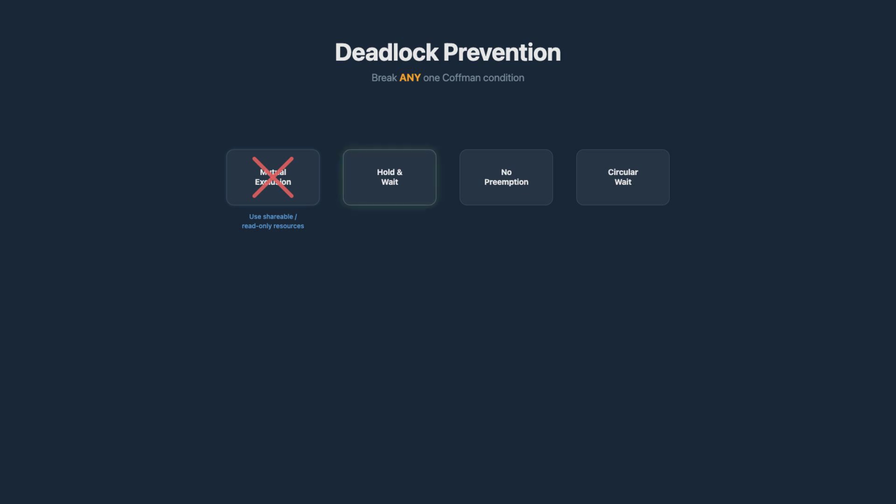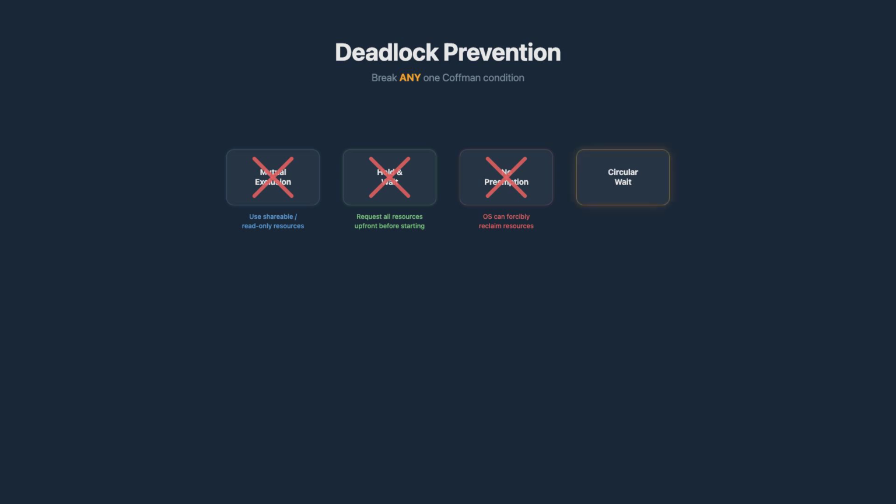To break hold and wait, require each process to request all resources it needs before it starts executing. If any resource is unavailable, the process waits without holding anything. The downside is reduced resource utilization. To break no preemption, allow the operating system to forcibly take resources from a process. If a process is waiting and holds resources, those resources can be reclaimed and given to others.